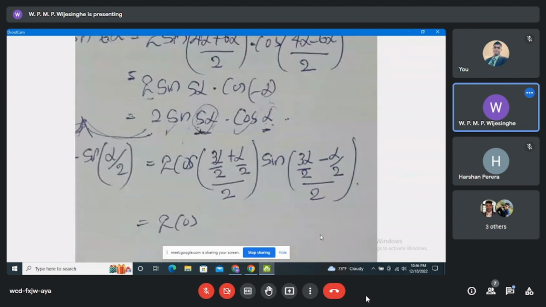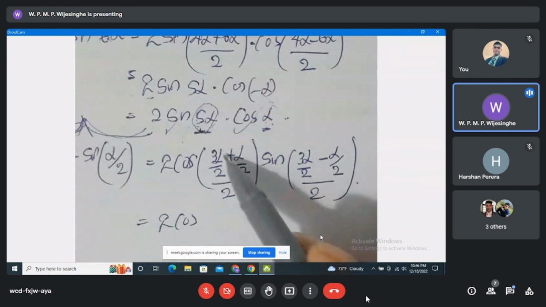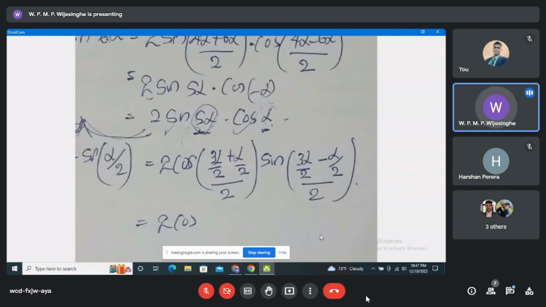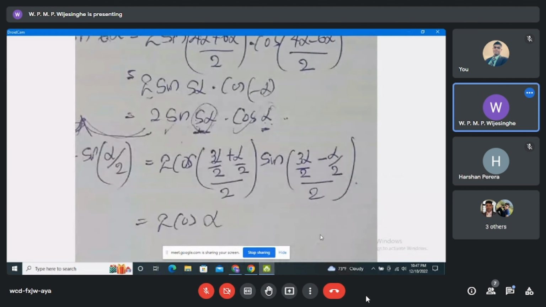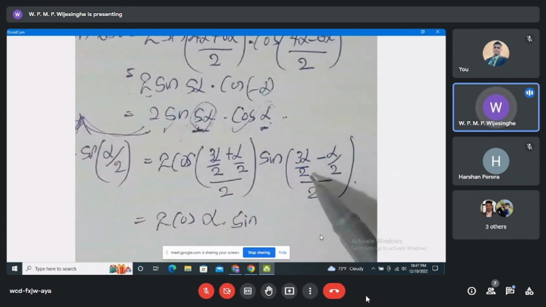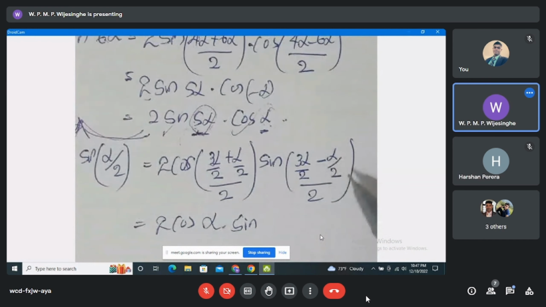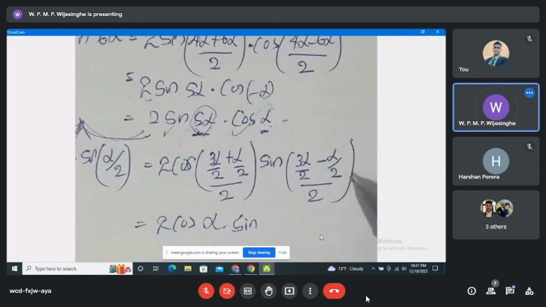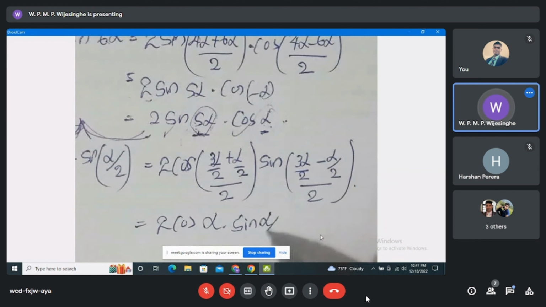Cos, here 3 alpha plus alpha, it is 4 alpha. 4 alpha divided by 2, it is 2 alpha. 2 alpha divided by 2, it is alpha. Sin, 3 alpha divided by 2 minus alpha divided by 2, it is 3 minus 1, it is 2 alpha. 2 alpha divided by 2, it is alpha. Then alpha divided by 2.